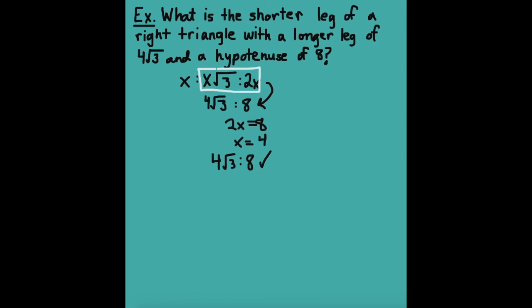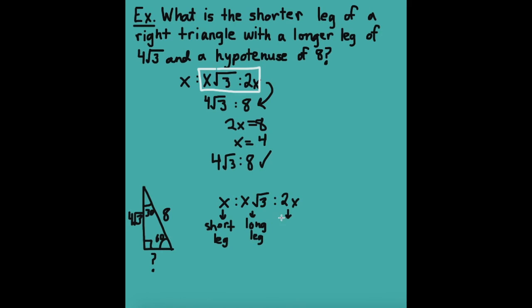So let's draw a picture. Here we have a right triangle, and we have 30 degrees that is opposite the shorter leg, and 60 degrees that is opposite the longer leg. The longer leg is 4 root 3, and the hypotenuse is 8. So this is what we have so far, and we are trying to solve for the shorter leg. So let's use the ratio x to x root 3 to 2x. This is the ratio of the shorter leg to the longer leg to the hypotenuse.